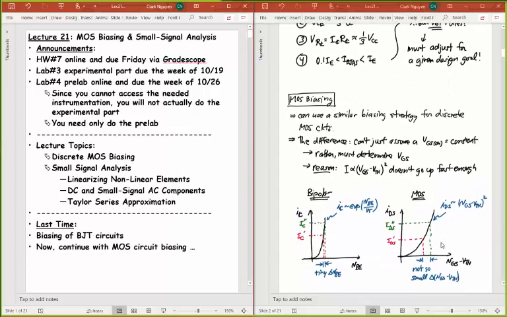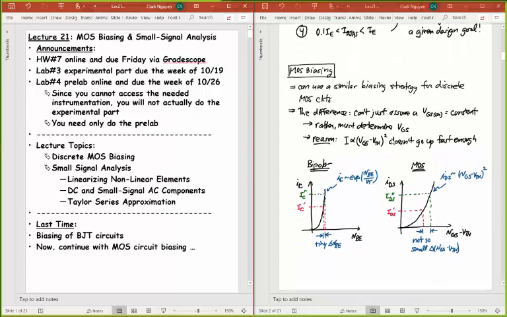Then we started looking at MOS biasing. And in this case, we can use a similar strategy for discrete MOS circuits as with discrete bipolar circuits. The difference, however, being that we can't just assume that VGS on is a constant like we assumed VBE on was for a bipolar transistor. So rather, we have to determine VGS. And we even have to iterate in order to get the right VGS because the threshold voltage depends on some other voltages.